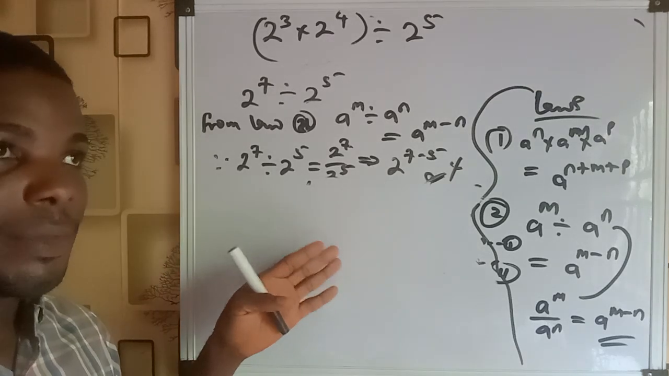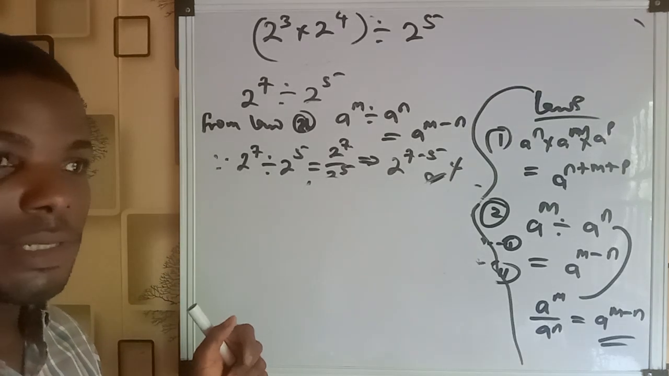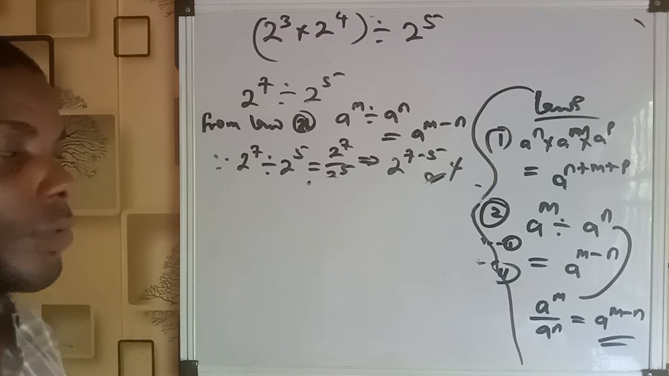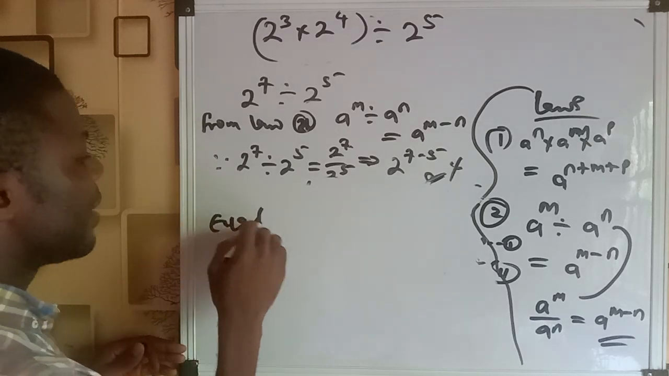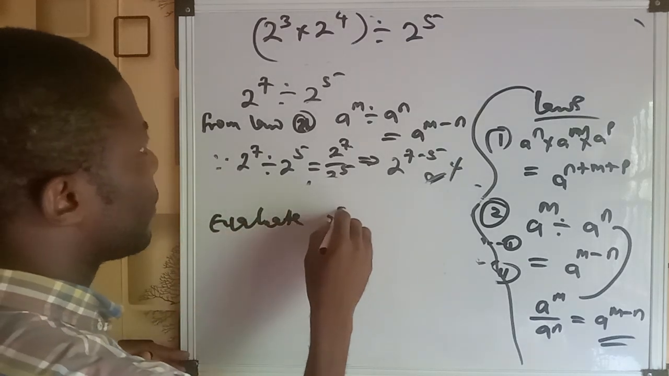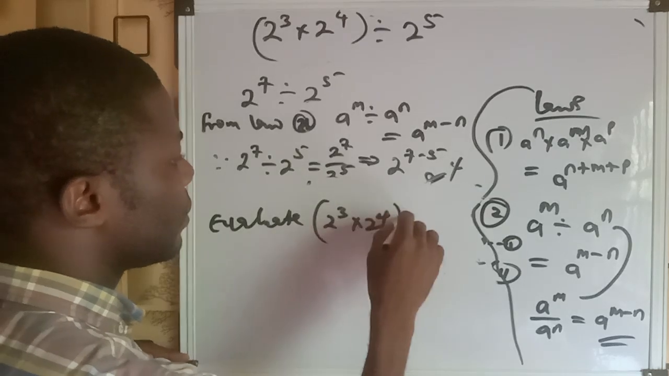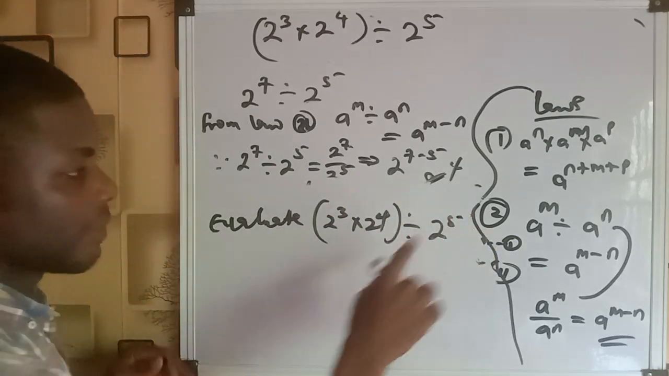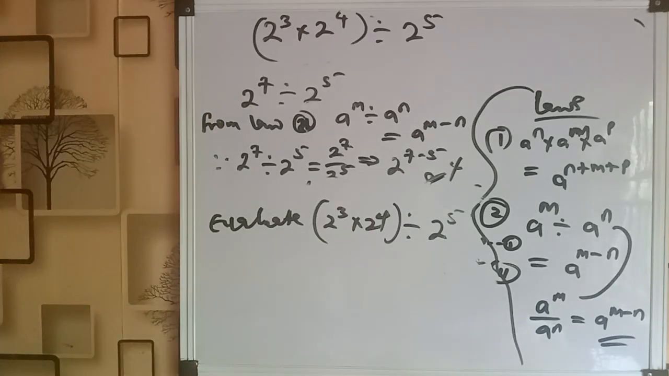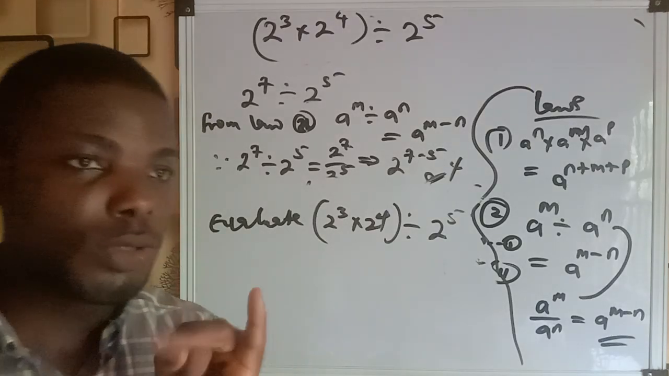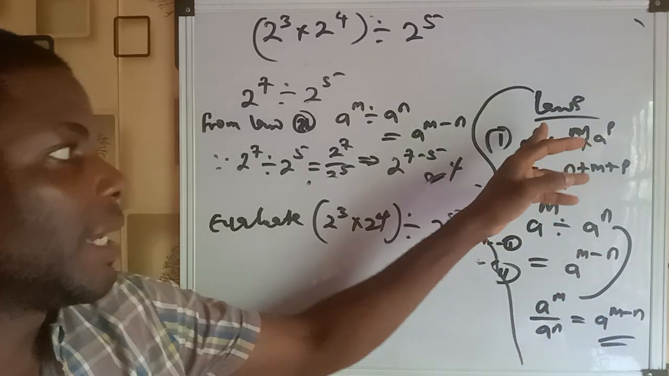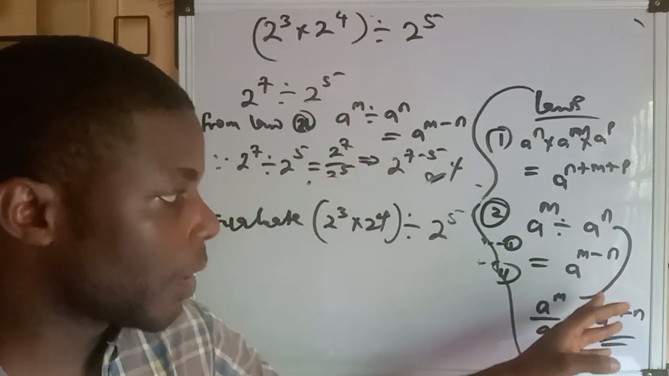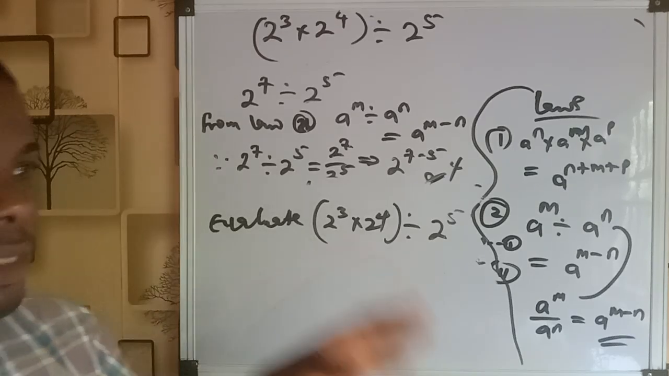If I wiped anything before you copied it, you can just pause the video and copy before you go on. Okay? All right. So let me recap. You were asked to evaluate 2 power 3 times 2 power 4 divided by 2 power 5. That's what you were asked to evaluate. So we followed the laws of indices, we used 2 laws applicable in this question, which are the addition law and the subtraction slash division law.